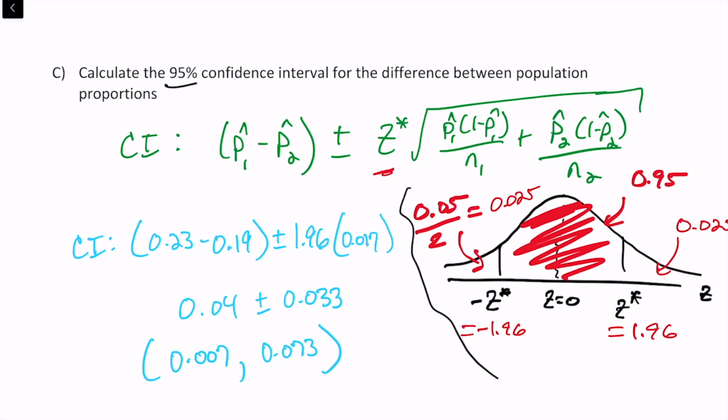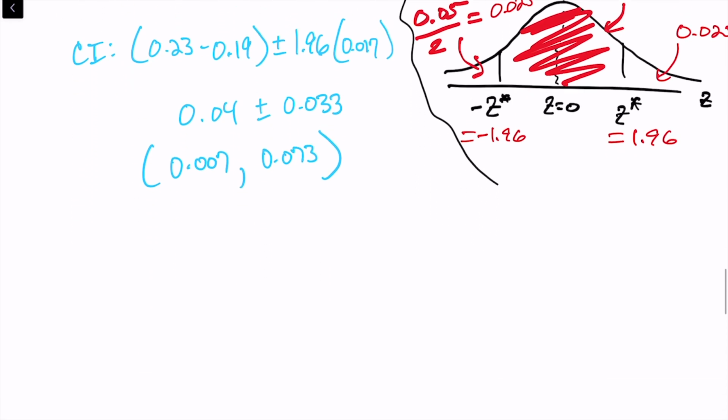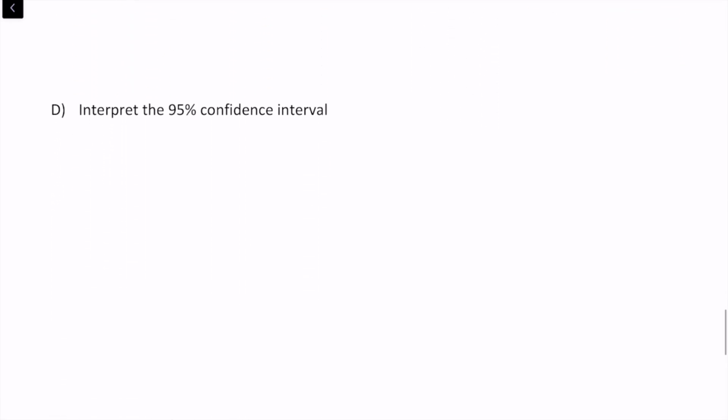Alrighty, folks, that is our confidence interval. Once again, I know it's a lot of work by hand. I'm going to show you how to do it in just a few minutes using technology. All right, interpret the 95% confidence interval. This is nothing new, right? We know the script.